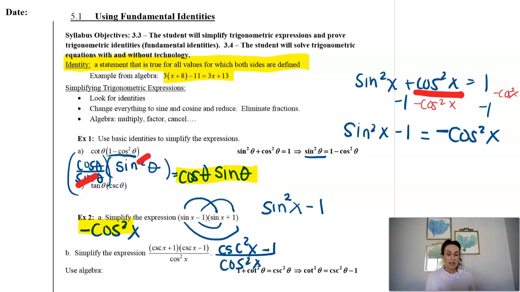Now, cosecant squared x minus 1 is a Pythagorean identity. So 1 plus cotangent squared equals cosecant squared. So that means if you subtract the 1 over, then cosecant squared x minus 1 is equal to cotangent squared x. So we're going to go ahead and write this as cotangent squared x over cosine squared x.